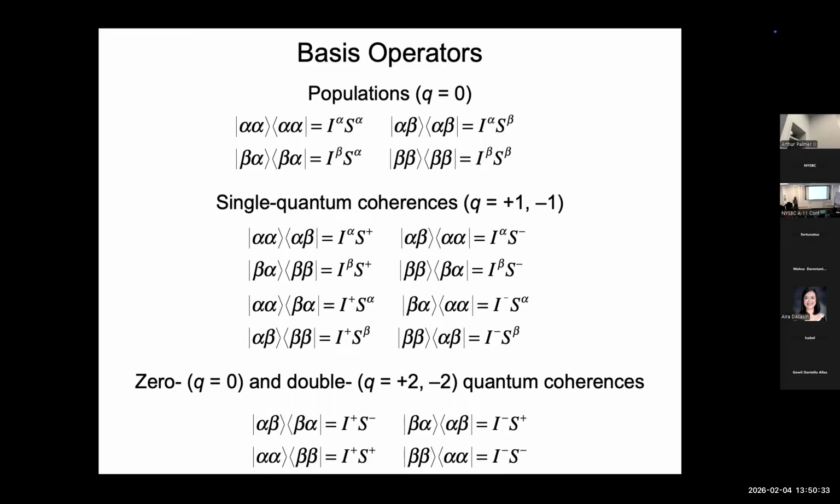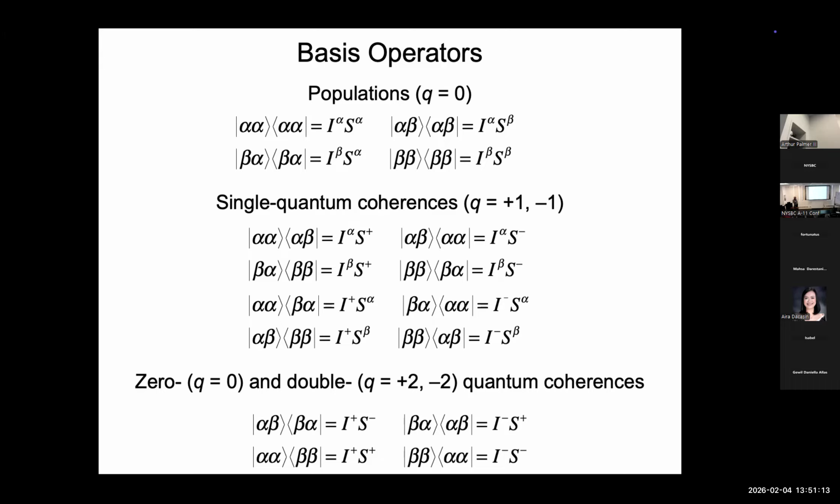So those top four, I think of as the populations of the four eigenstates. My two spin system, I have alpha alpha, alpha beta, beta alpha, beta beta. And those operators then return the population of each state. And then I have what we'll call single quantum coherences. These have either an I plus or I minus. And you can see they depend on which spin changes.